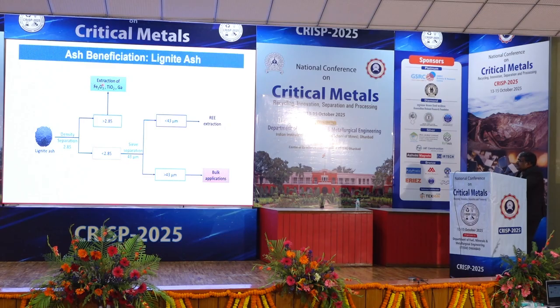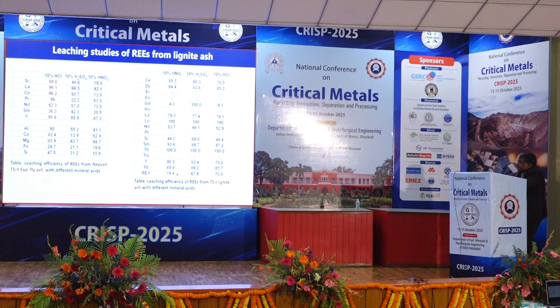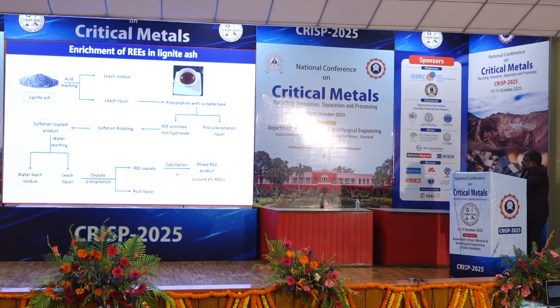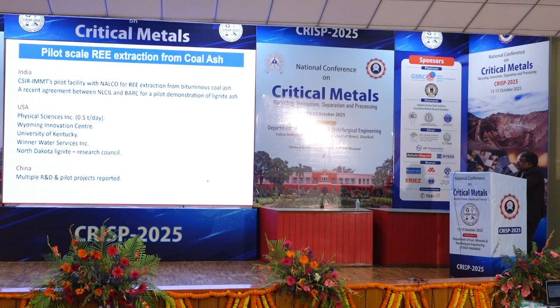The heavier fraction is rich in iron oxide, titanium and gallium. Then for the lighter fraction, we can go for particle size separation and RE extraction, and almost 50 to 60% of the bulk ash can be used for routine cement and other concrete applications. We did some leaching also, and we could get almost 70% extraction. And this is a tentative flow chart, and we prepared RE concentrates of 6% REOs.